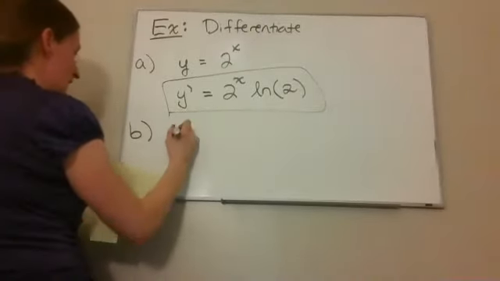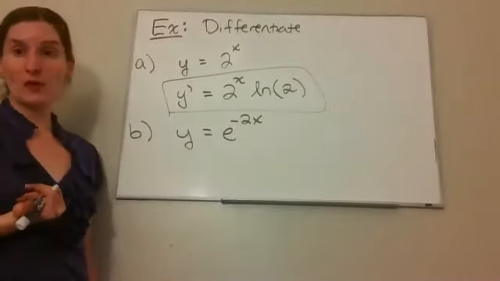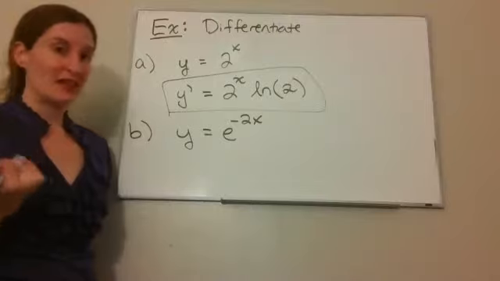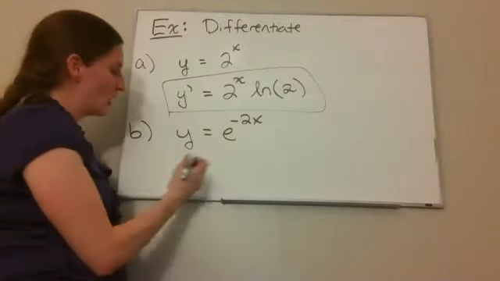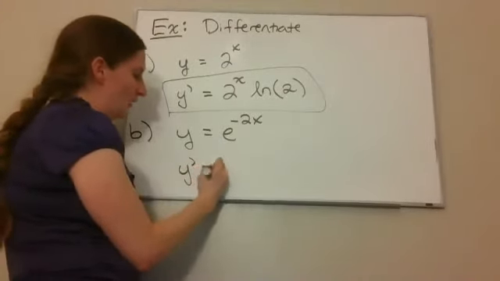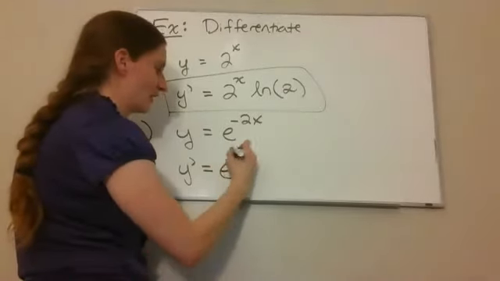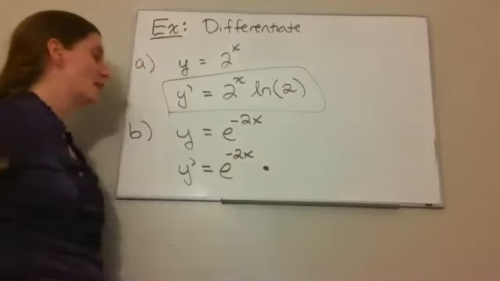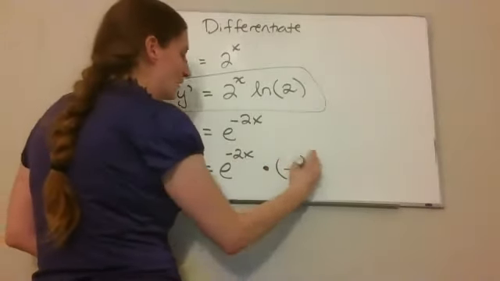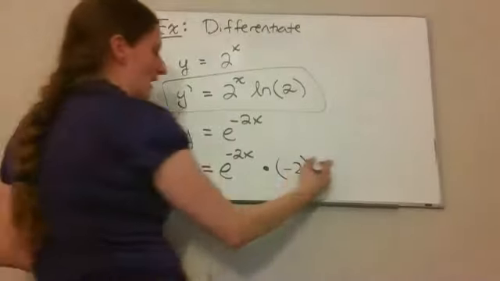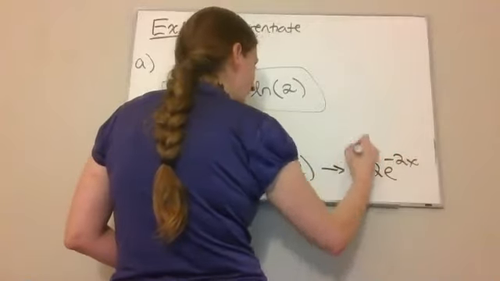Part B, let's differentiate y equals e to the negative 2x. This is a chain rule problem. I know what the derivative of e to the x is, but this is e to something more than just x. So it's a chain rule. The outside function is e to something. Derivative of e to something is itself. And then I need to multiply by the derivative of the inside function, which is the derivative of the exponent, negative 2. So what I get for this derivative is negative 2 times e to the negative 2x.